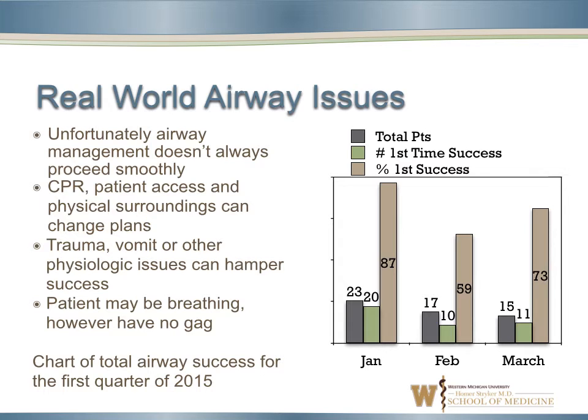And then the last line is that percent of first-time success. So you see in January, not bad at 87%. February, a small fall off to 59%. In March, a rebound to 73%.